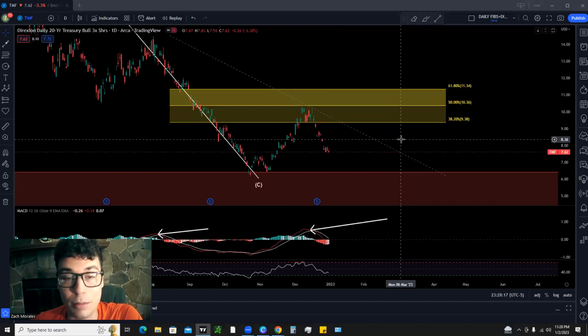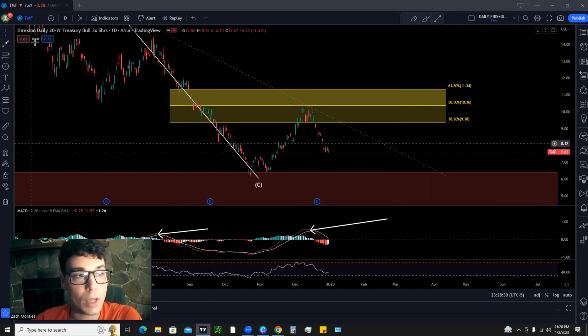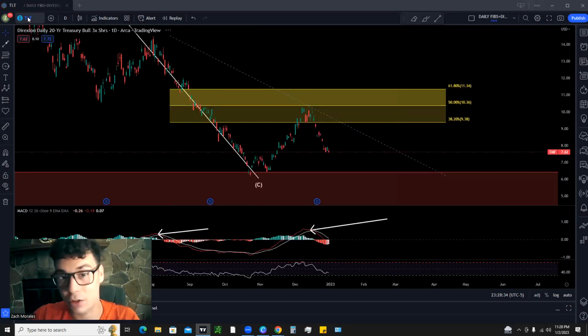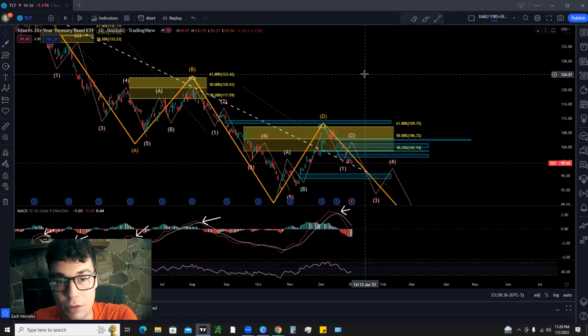I gave basically my whole thesis and showed you guys a lot of the charts and data why I think TLT and interest rates will continue to go higher, which results in the prices of these bonds and these treasuries going lower. Now, the next thing we're going to look at is TLT. We'll jump straight into TLT, okay? Give you guys the juice and give you guys the sauce.